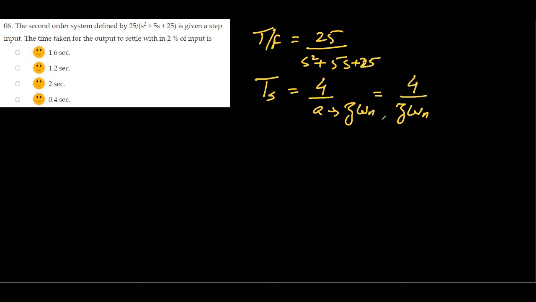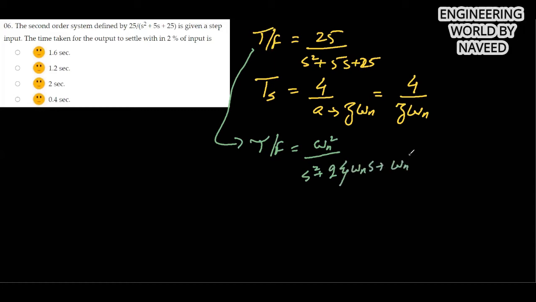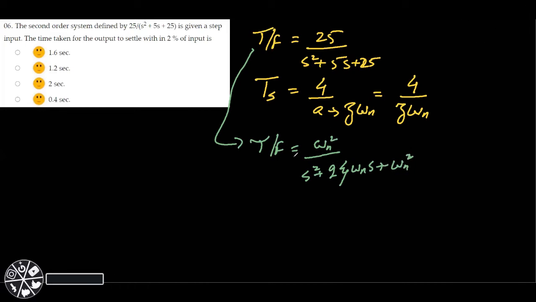So I need the zeta and omega n values. I will take those from this transfer function. As we know, the general transfer function is omega n squared divided by s square plus 2 zeta omega n s plus omega n square. If you compare this general transfer function with this transfer function, your omega n square is equal to 25. So your omega n will be equal to 5.